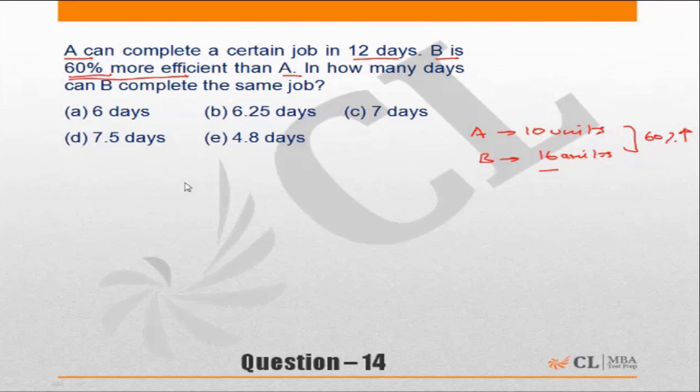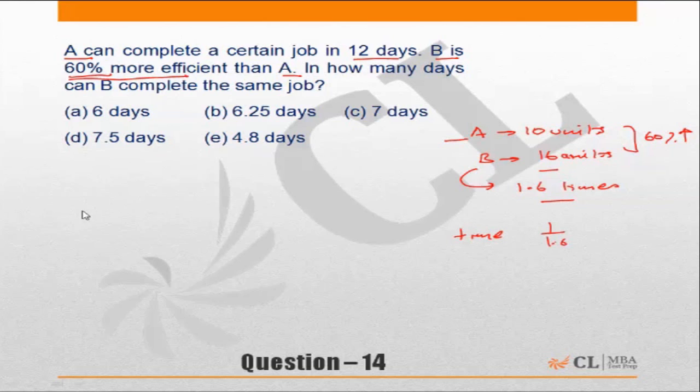Secondly, I can say hence B will do 1.6 times the work that A does. Whatever A will do, B will do 1.6 times. So the time taken to do the same amount of work should be 1 upon 1.6.